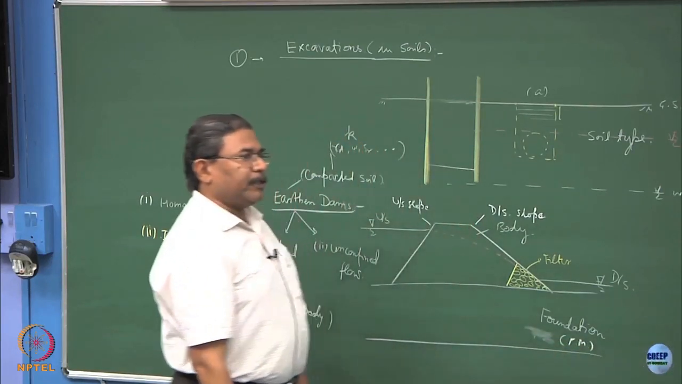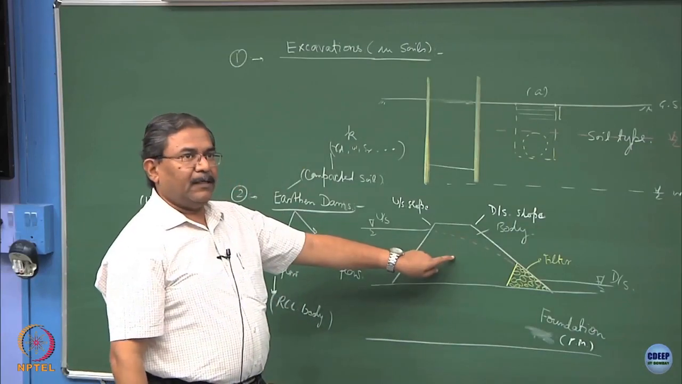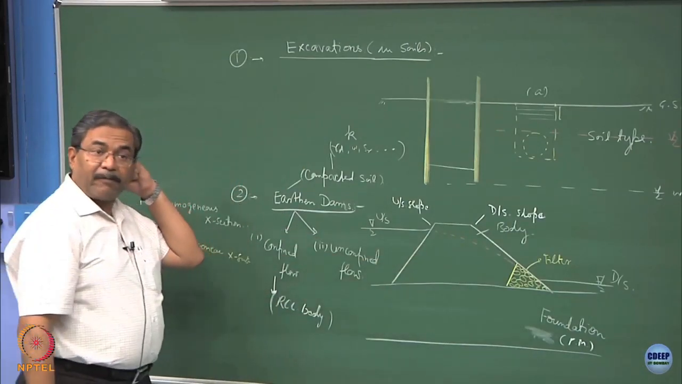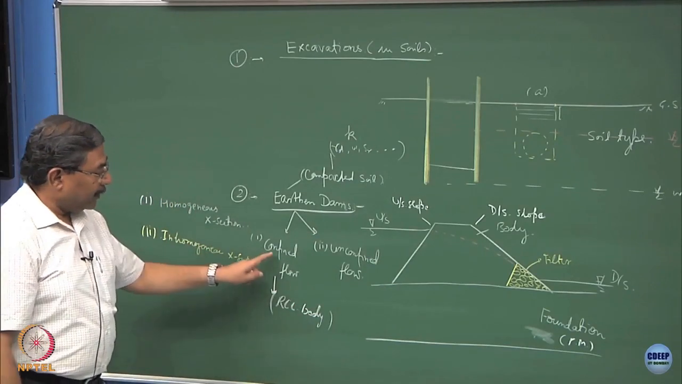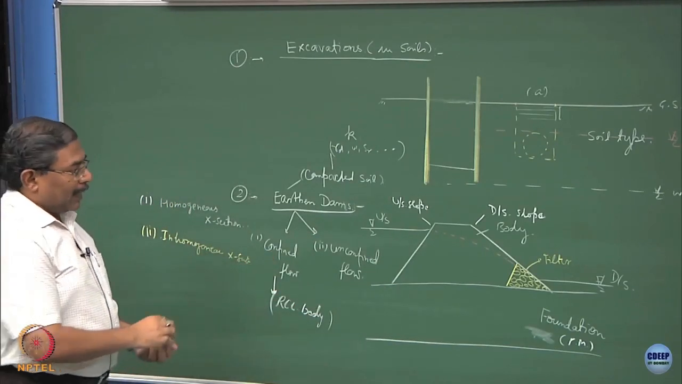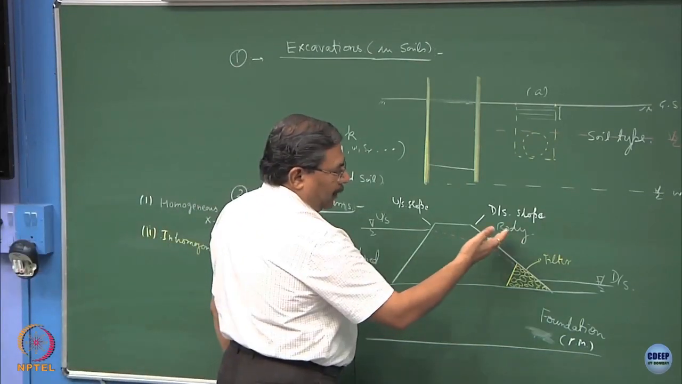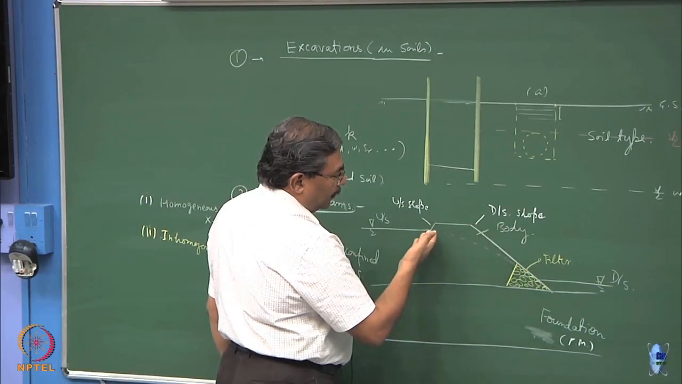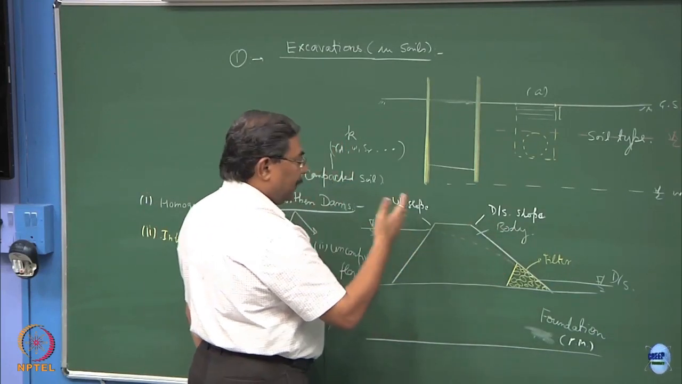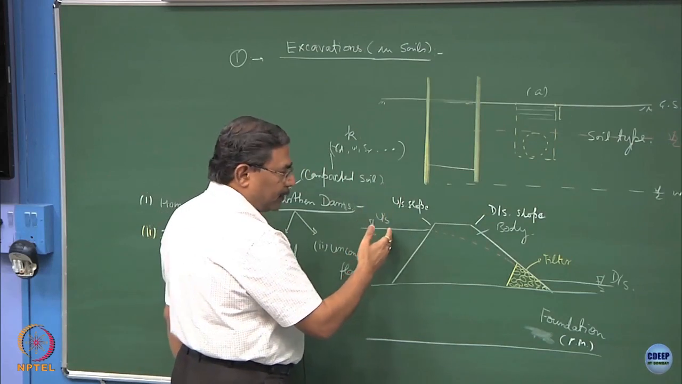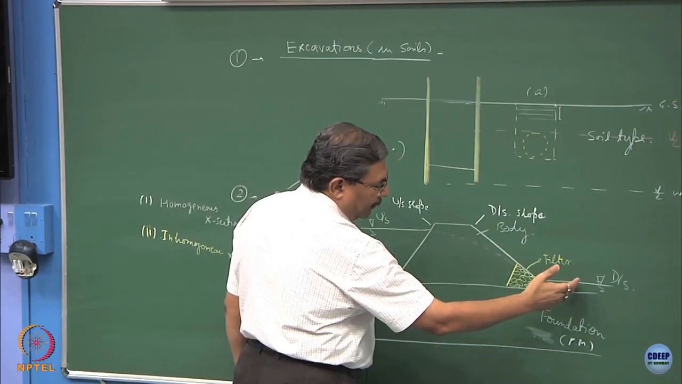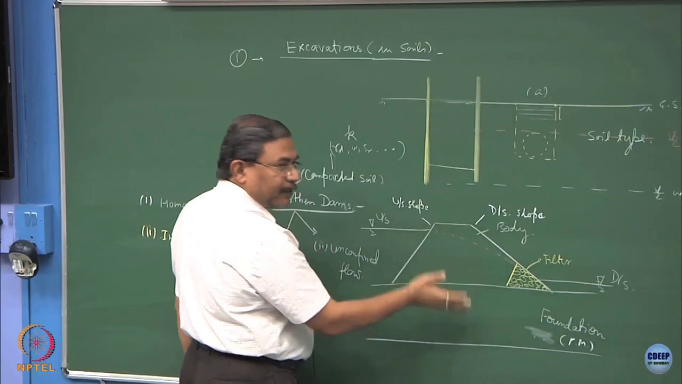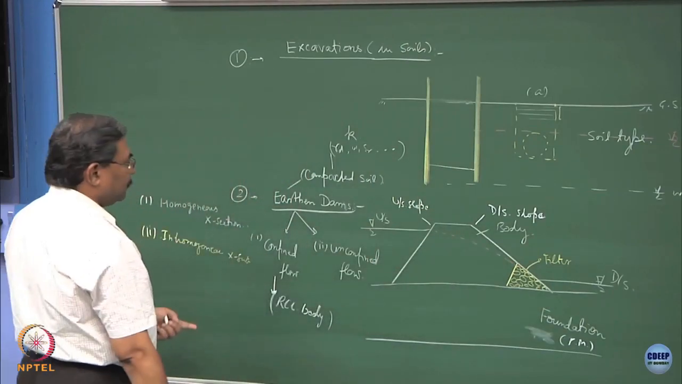As compared to the foundation soil, the RCC is much impervious. So I have created a confined flow. As far as a normal earthen dam is concerned, the top phreatic line depends upon the head at the upstream side and the head at the downstream side. So it will fluctuate, and hence the system becomes unconfined.